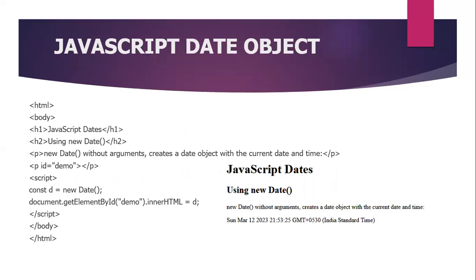Now we are going to see how we use the date object. For creating a date object, we can use the keyword new. Const d is equal to new Date. It will return a date object value and it will be stored under the variable d. Now d is a date object. I'm going to print this value using document dot getElementById dot innerHTML. It will print the current date. Here it will print today's date, March 12, and the current time will get printed.